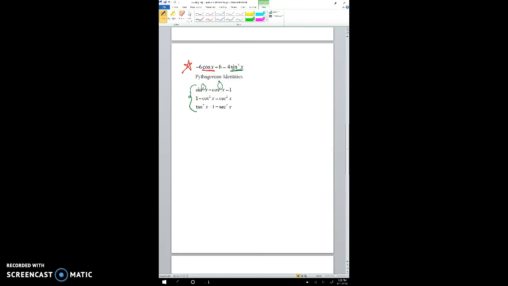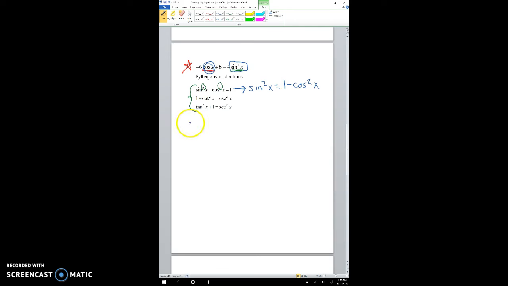Notice that they only apply when the trig functions are squared. You cannot use these to replace any trig functions that aren't squared. So for example, in this equation, I can't use these to replace cosine x because that cosine x is not squared. I can use them to replace this sine squared. And in fact, using this Pythagorean identity, I'm going to move the cosine squared x to the other side, and you get sine squared x equals 1 minus cosine squared x. So that means in my equation, anywhere where I see a sine squared x, I can replace that with what it's equal to, 1 minus cosine squared x.